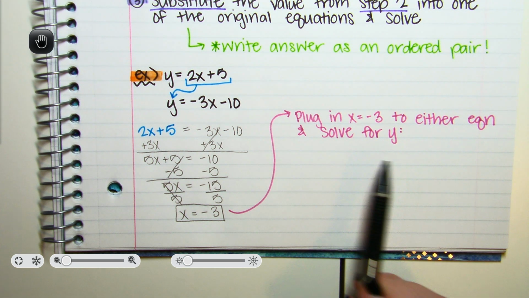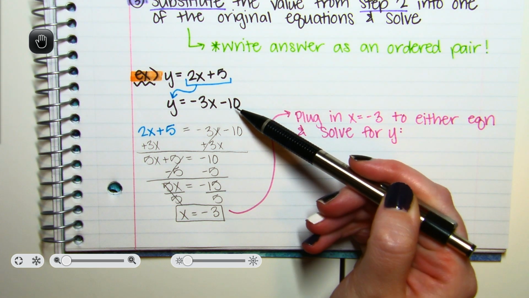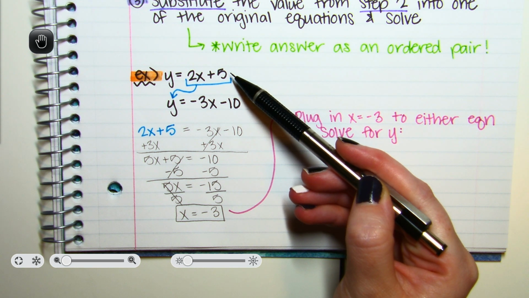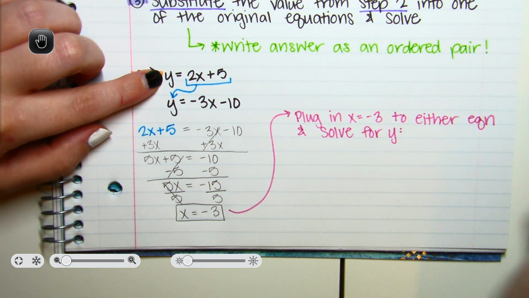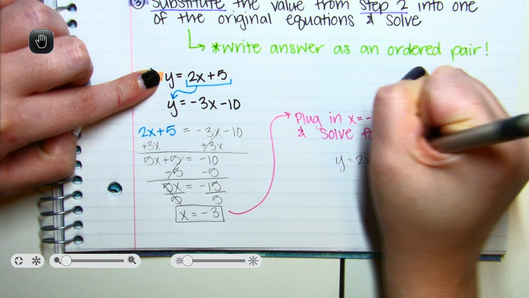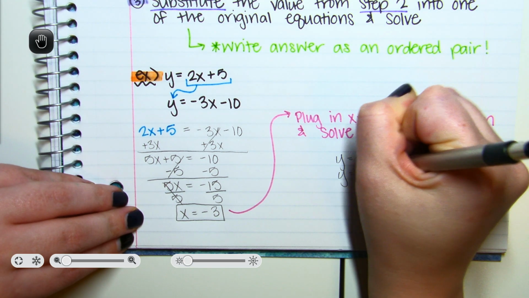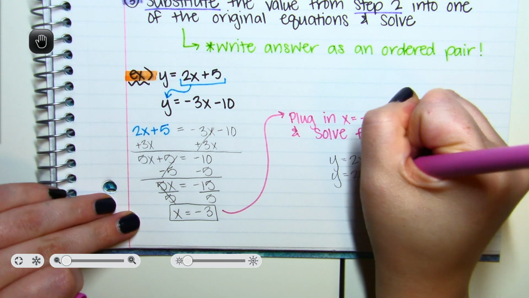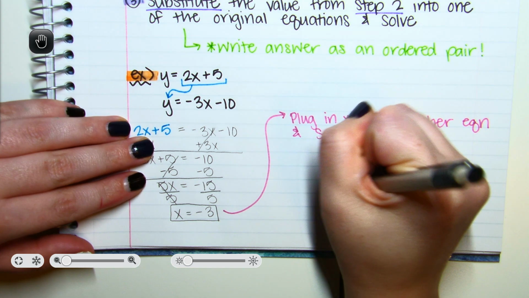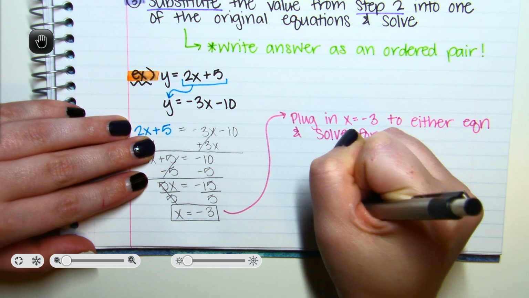Anyways, all right, so I'm going to choose either equation to plug this back into, either the top one or the bottom one. Me personally, I would choose to plug it into the top equation because all of the numbers are positive, but you'll get the same answer either way. So I'm going to plug it into the y equals 2x plus 5, and I'm going to plug in the negative 3 for x. So y equals 2 times, plug in negative 3 for x, plus 5. So y equals negative 6 plus 5. So y equals negative 1.